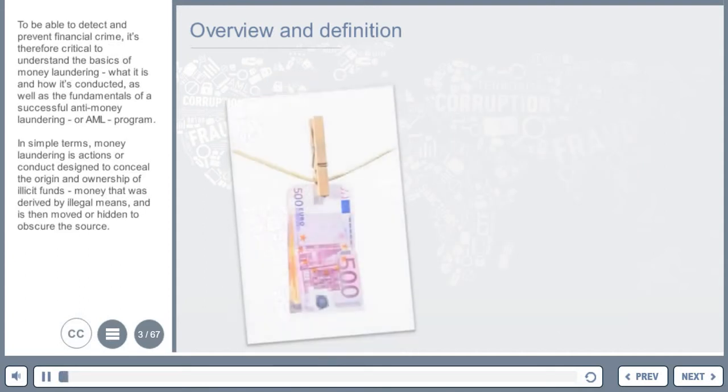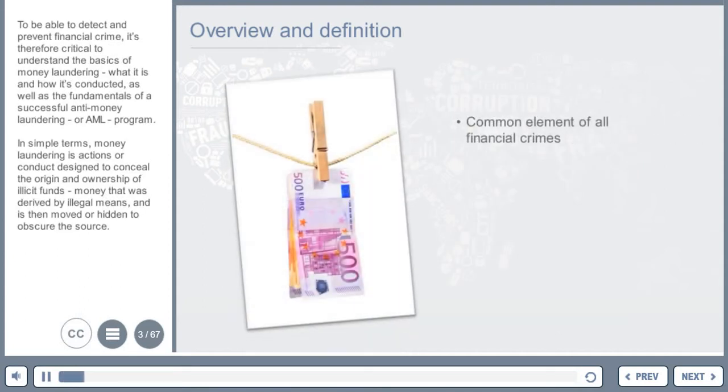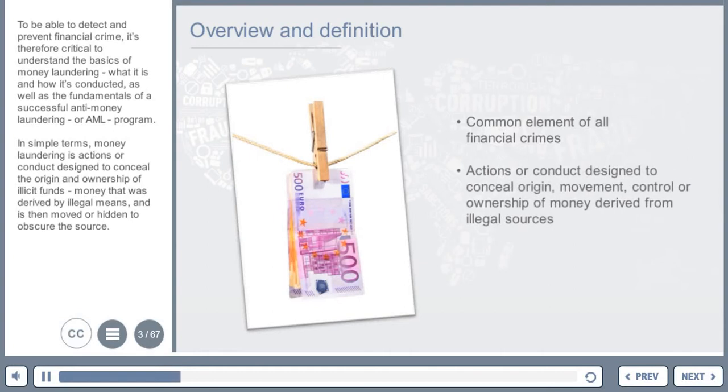To be able to detect and prevent financial crime, it's therefore critical to understand the basics of money laundering, what it is and how it's conducted, as well as the fundamentals of a successful anti-money laundering, or AML, program. In simple terms, money laundering is actions or conduct designed to conceal the origin and ownership of illicit funds, money that was derived by illegal means, and is then moved or hidden to obscure the source.